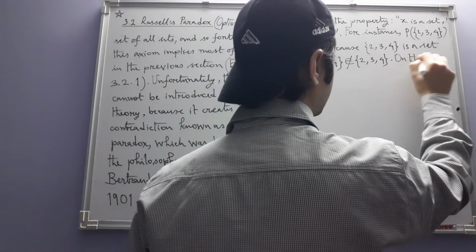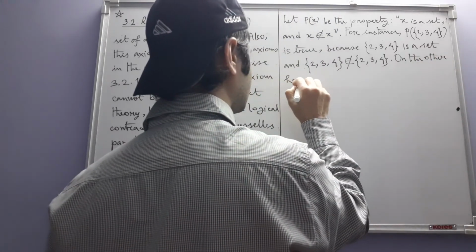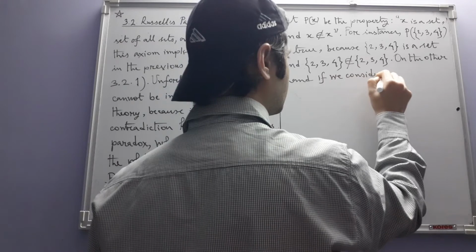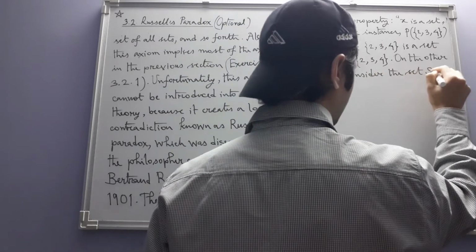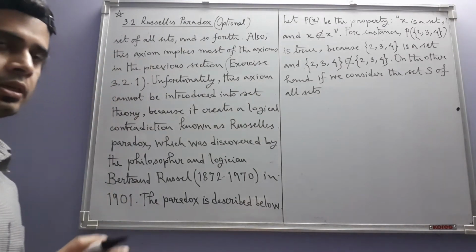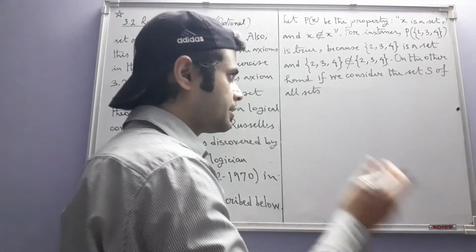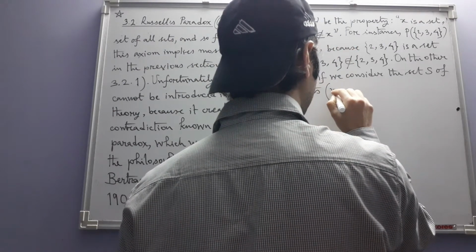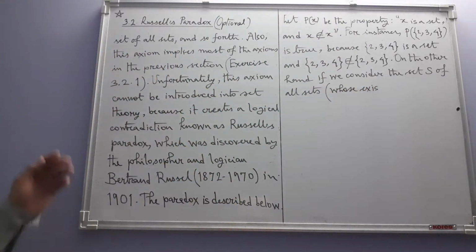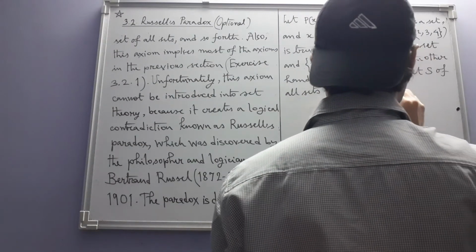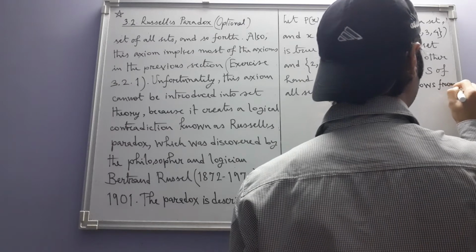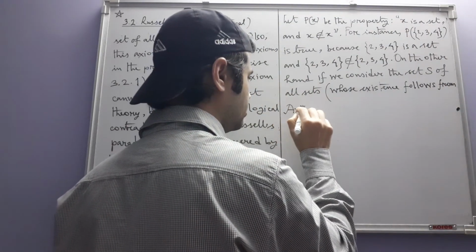On the other hand, if we consider the set S of all sets, the elements in S are sets and S contains all the sets possible, all the sets that can be considered, whose existence and the fact that that is a set comes from this axiom 3.8, whose existence follows from axiom 3.8.